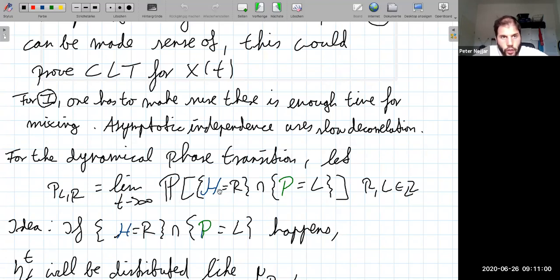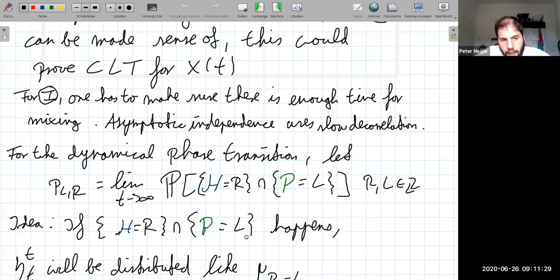And actually, you can show that since H and P decouple asymptotically, this limit is actually the same as the limit of the product of the probability that H equals R times the probability that P equals L. Okay, so in this limit, these two things are actually already decoupled. But keep in mind, P_LR is the probability that H equals R and P equals L.